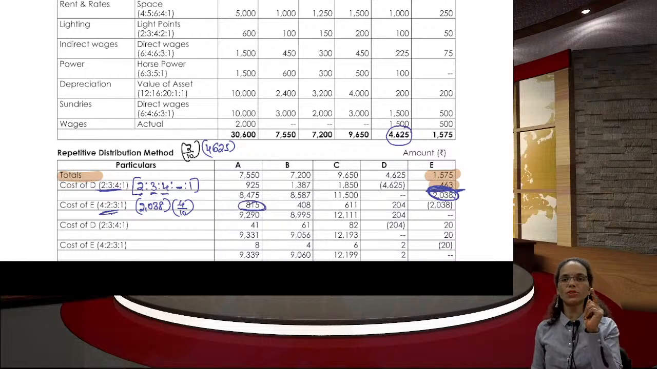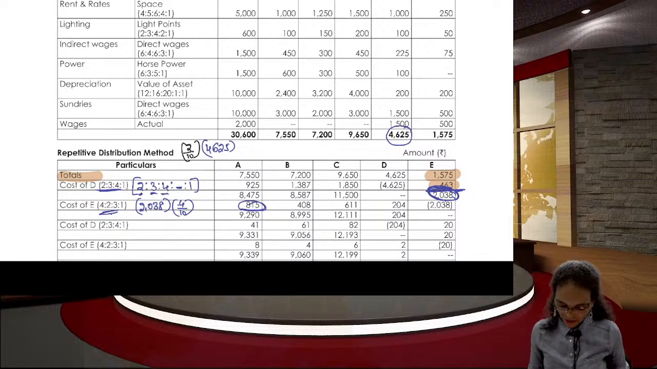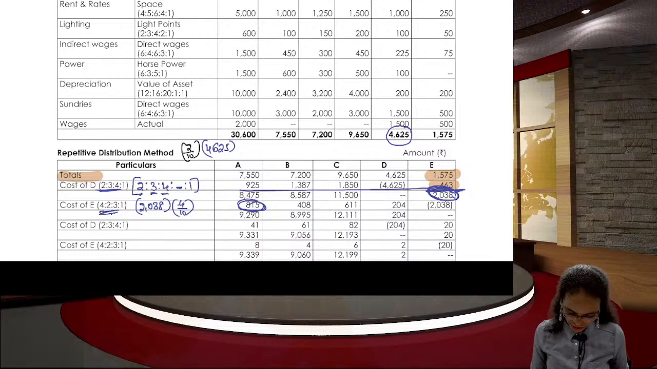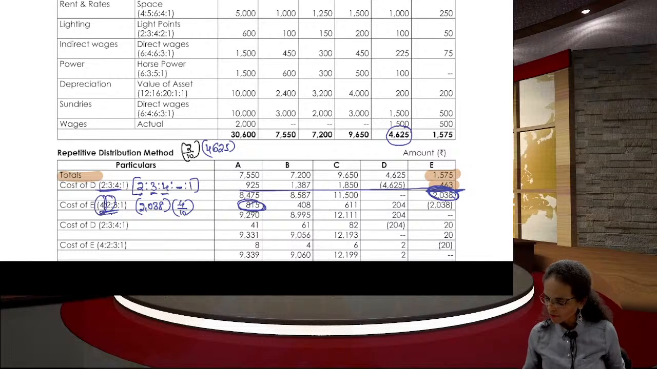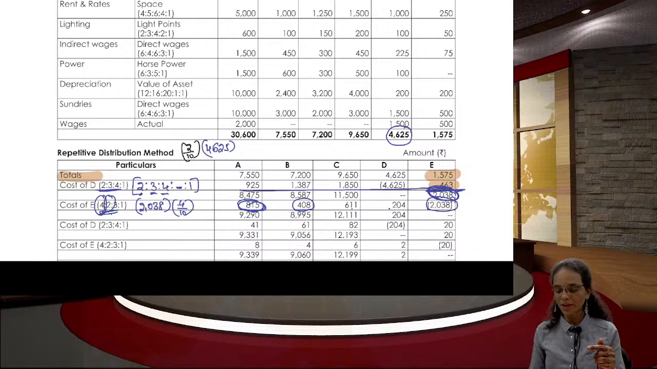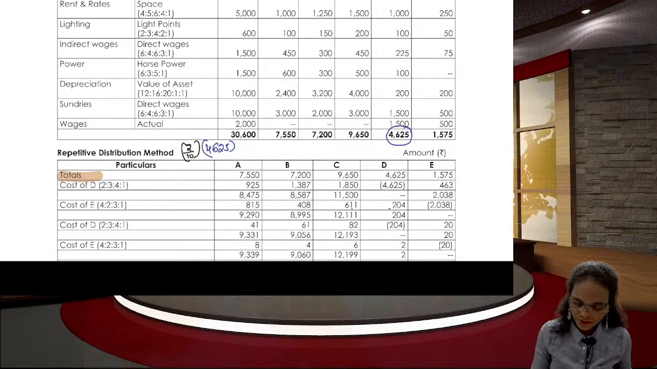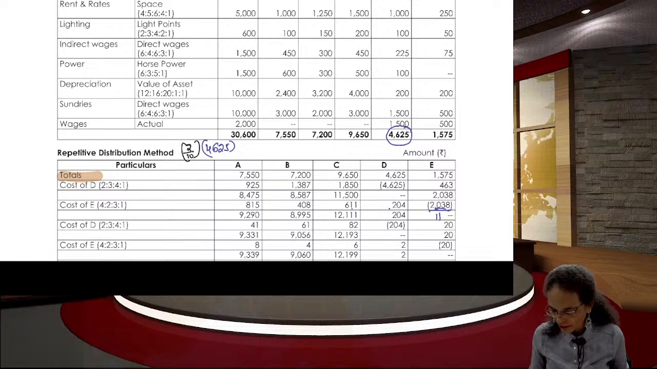Every time you apportion the service department's expenditure, put the habit of adding the expenditure first. So 815 you got. Divided by 4 and multiplied by 2, that is 408. In the same manner you do it for the department E, the last department. You reduce it so that it will become nil.